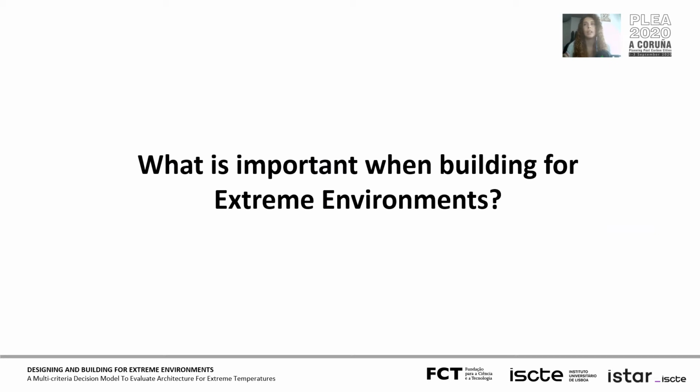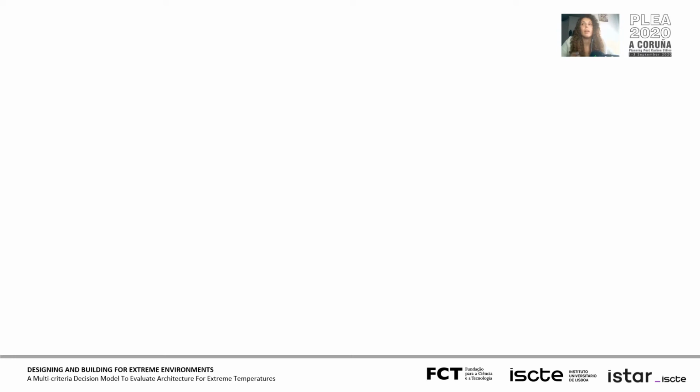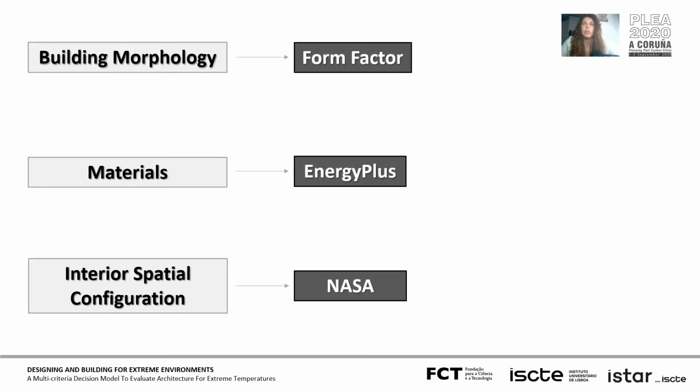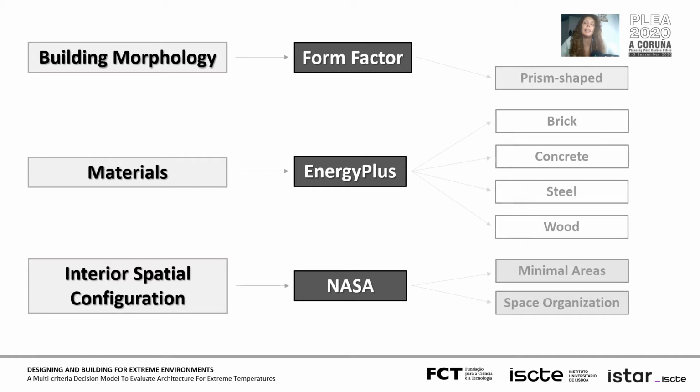Now, what is important when building for extreme environments? Literature tells us that it's three main things: building morphology, materials, and interior spatial configuration. The first one will be assessed by form factor, which defines the compactness of a form. The second one will be retrieved from the material libraries from Energy Plus, and the third one will be achieved from the guidelines of NASA.